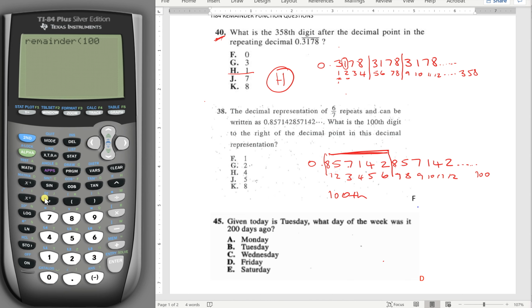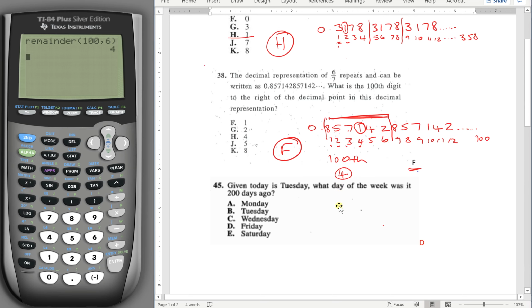100, right, comma. And then we hit the 6 button in the parentheses, and now we're going to find the remainder. So the remainder's 4. So we just have to find the 4th digit, and that's 1, 2, 3, 4, digit 1, and that is answer F. And there's the answer there. We got it right again. Yay for us.